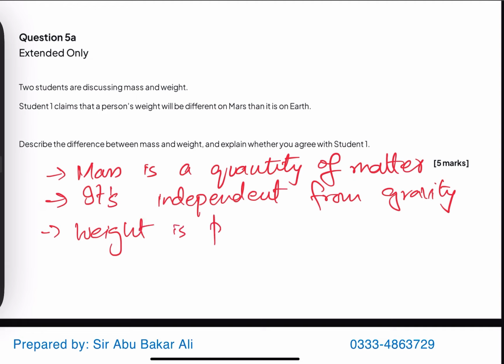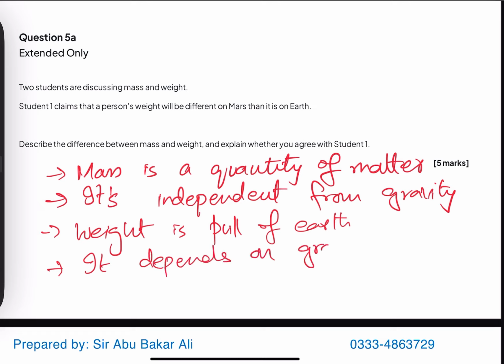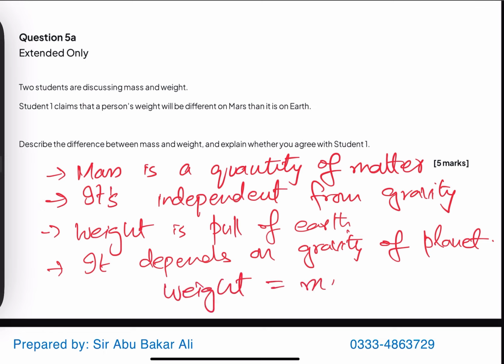Okay, weight is the pull of Earth or some other planet. So it depends on the gravity of the planet. So the weight will be different on different planets. Okay, but mass will remain the same. Weight is equal to mass multiplied by g. G is the gravitational field strength of that particular planet.